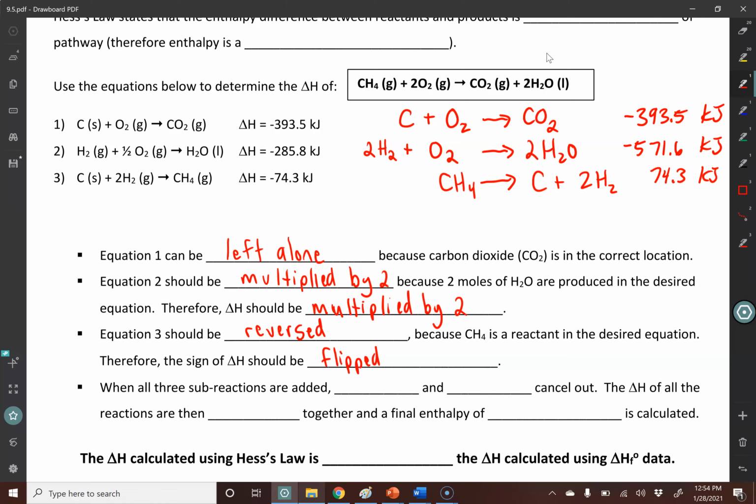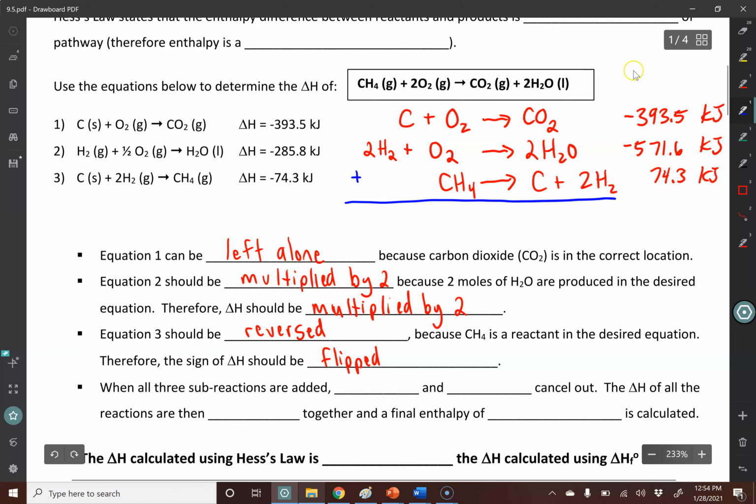Okay, so I've got all of my equations lined up. I'm going to add them together. When I go to add things together, I want to cancel out the unwanted substances that show up in the same quantity as both a reactant and a product. For example, carbon is a reactant. It's also a product. Now, 1 mole of carbon, 1 mole of carbon, those can cancel.